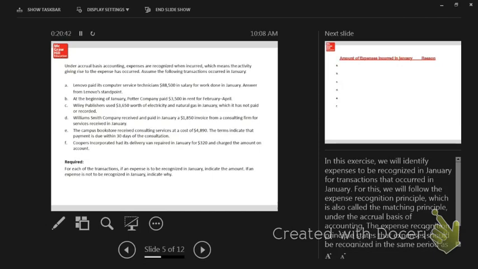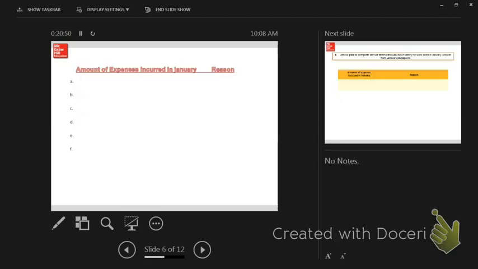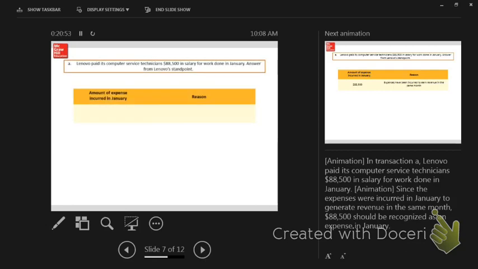All right, let's take a look. So here we're looking at different activities with expenses, and they're all kind of individual, just like our revenues were. And we're going to look at, are they expenses, and then we're going to add the journal entries. So Levino paid its computer service technicians $88,500 in salary for work done in January. So is this going to be an expense in January? Yes. So what's the journal entry? Wages payable. And cash. All right, wages expense, salary expense, either one of those, and cash. All right, the $88,500. So the dollar amount was just the full dollar amount.